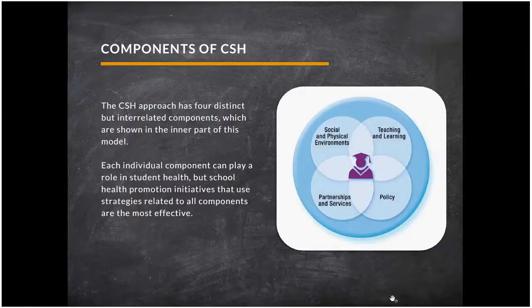The comprehensive school health approach has 4 distinct but interrelated components, formerly known as pillars, which are shown in the inner part of the comprehensive school health model and illustrated here. School health promotion initiatives that include strategies related to all components are the most effective. This next section will go through each component in more detail.